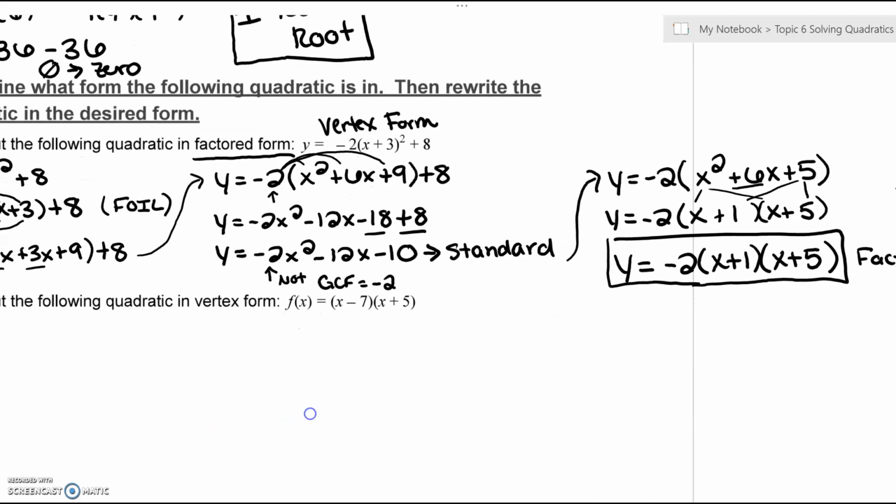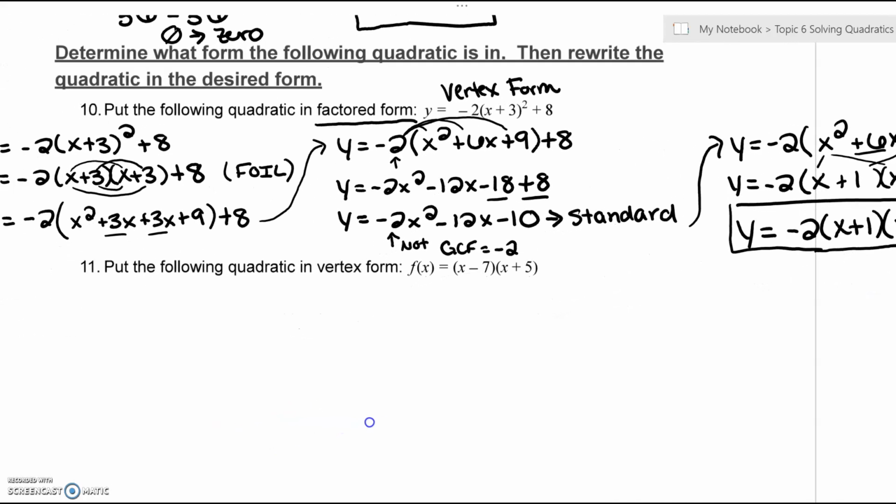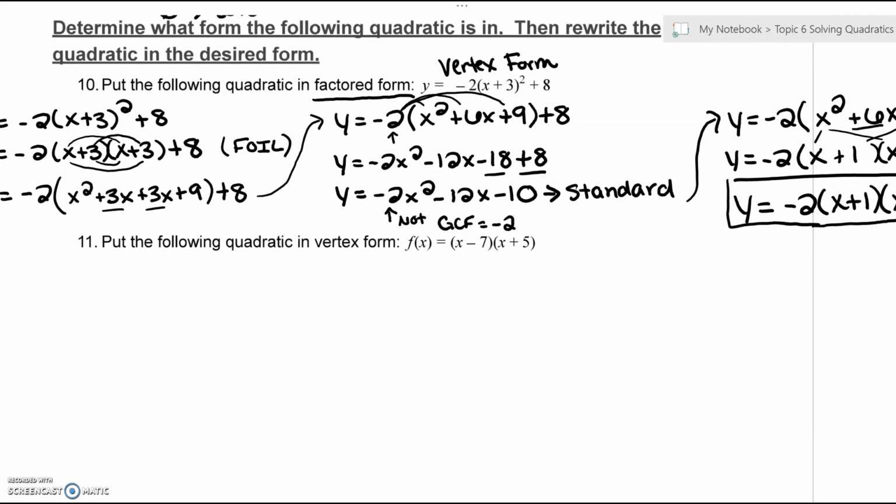And now we're going to go the complete opposite direction. We're going to put this one in vertex form. And I told you guys, if it tells you to put a quadratic in vertex form, those are huge keywords that we need to complete the square. Huge keyword there, complete the square.